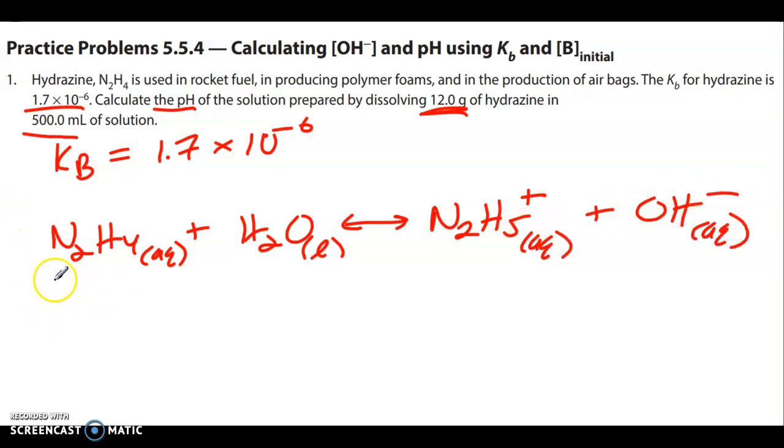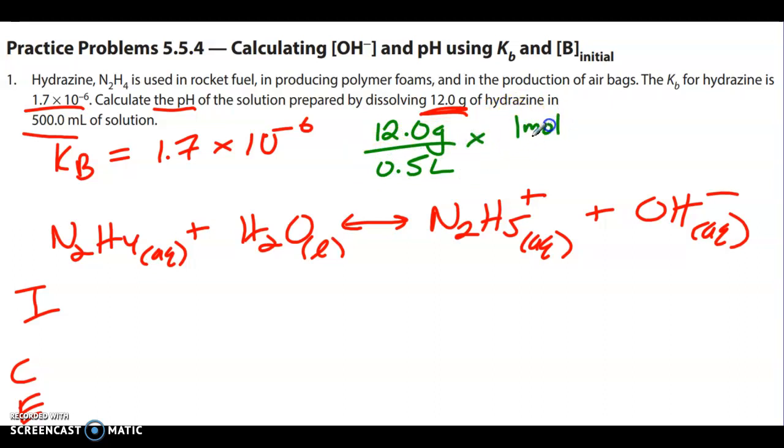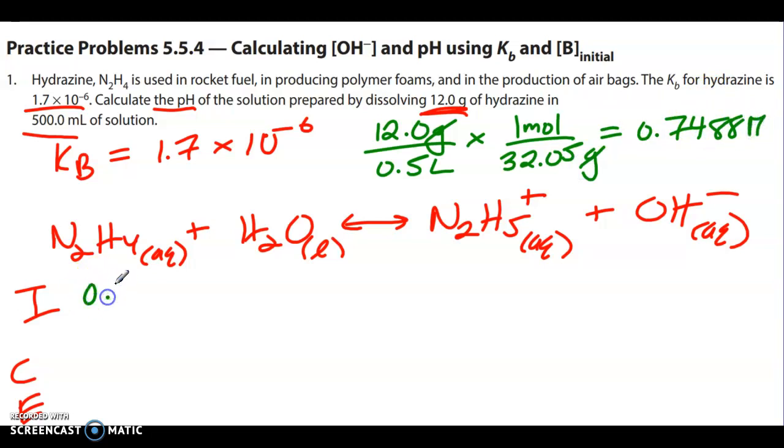Now we are not given the initial concentration, so there's a little bit more work here for us. You'd have to first calculate the concentration by doing the number of moles and then dividing by our volume. Let's take a look at that. We have 12 grams in 0.5 liters. We want this in moles per liter. The molar mass of N2H4 is 32.05 grams per mole. That's going to give us an initial concentration of 0.7488 moles per liter.